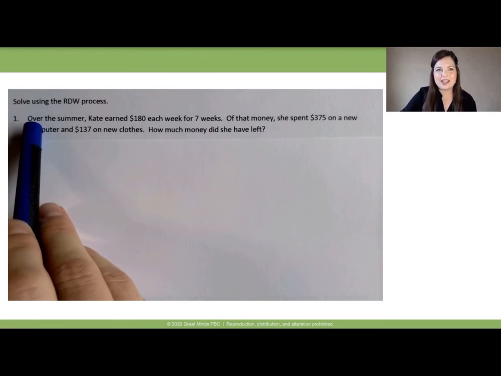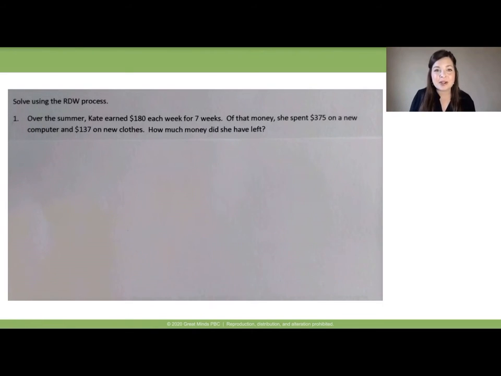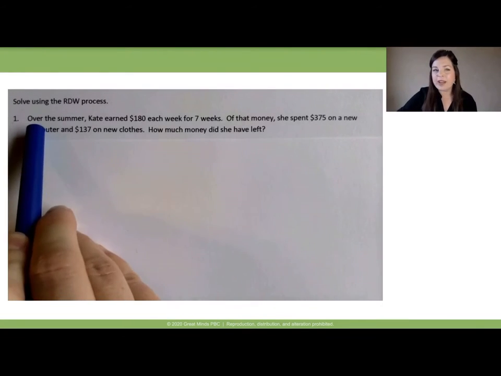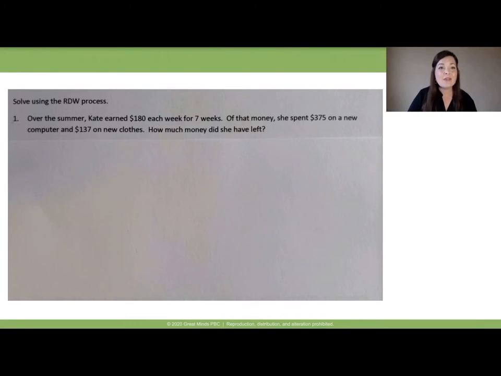Ready? Read. Over the summer, Kate earned $180 each week for 7 weeks. Of that money, she spent $375 on a new computer and $137 on new clothes. How much money did she have left? Now let's go back and let's reread that first chunk. Ready? Read. Over the summer, Kate earned $180 each week for 7 weeks. Okay?